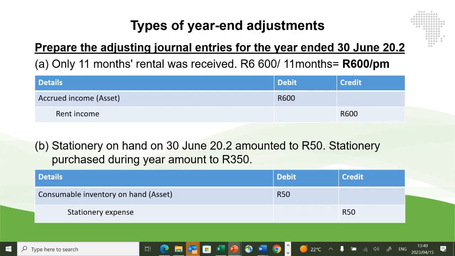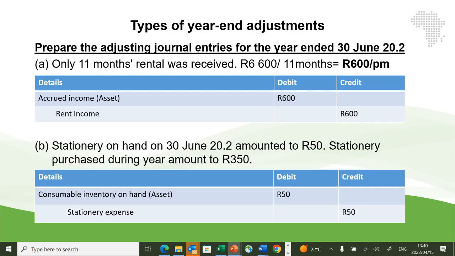Remember, this rental income is owed to us as a business, and it belongs to the current financial year, and we have earned it. So which means we need to increase our rent income by 600. And when we increase our rent income, what are we going to debit? Our accrued income. It's an asset. Asset increases on the debit side.